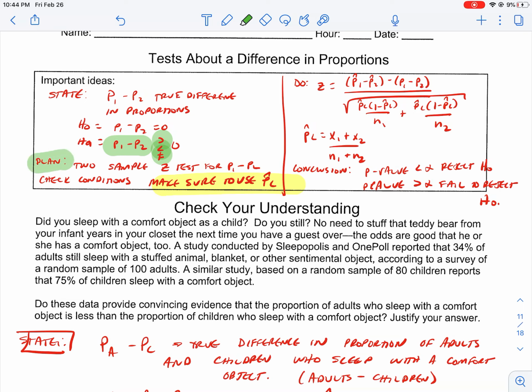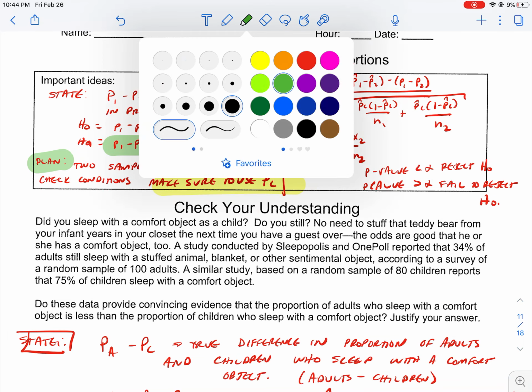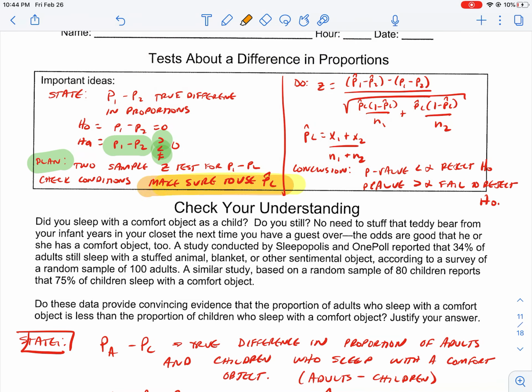In our plan, definitely need to say what the plan is. What is the test that you're going to run? And very soon, we're going to talk about the calculator functions that are associated with those, and that's going to help you pick out those ones that you put into the calculator. But when you do this 2-sample z-test for P1 minus P2, must be sure to check conditions, and very important here. This is crucial. So really highlight this. You must make sure that you use p hat sub c.